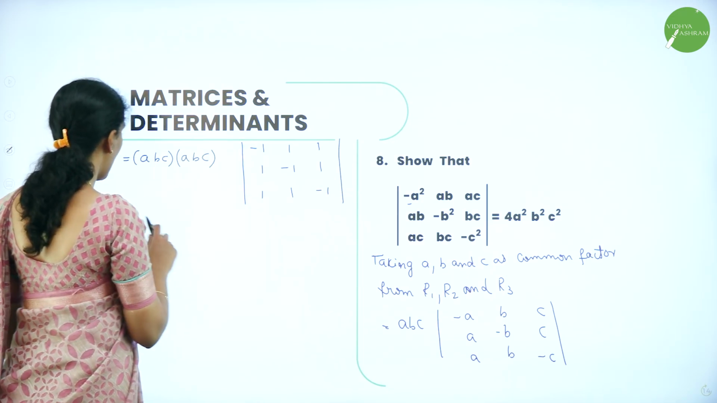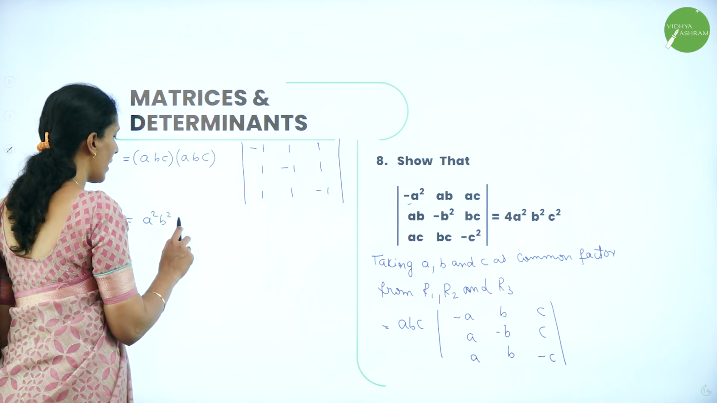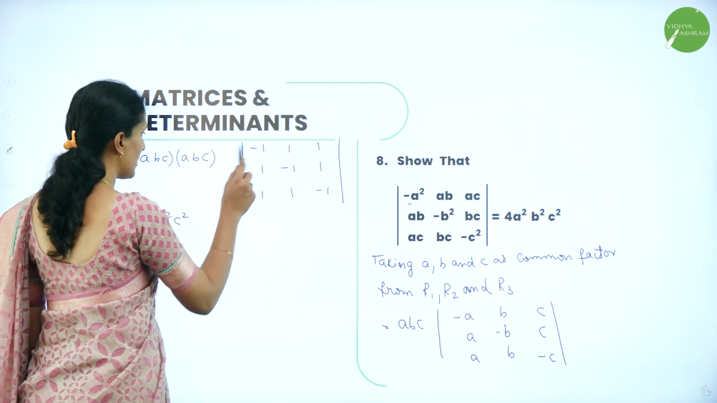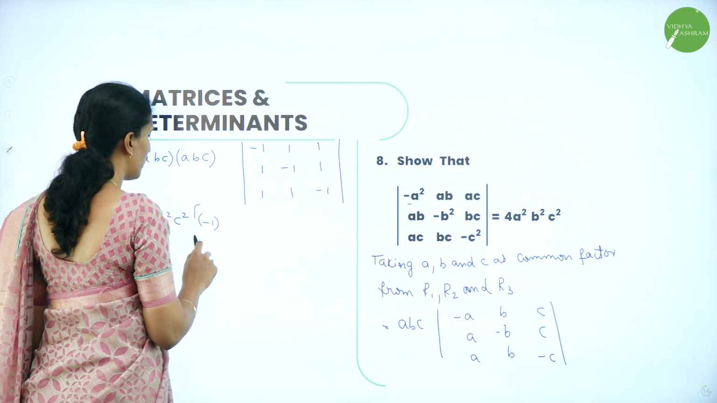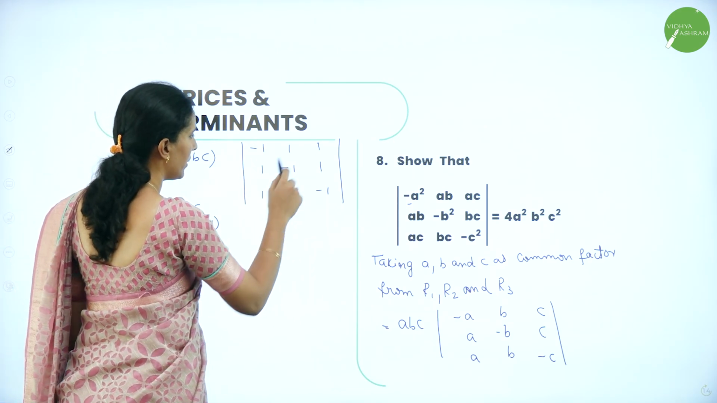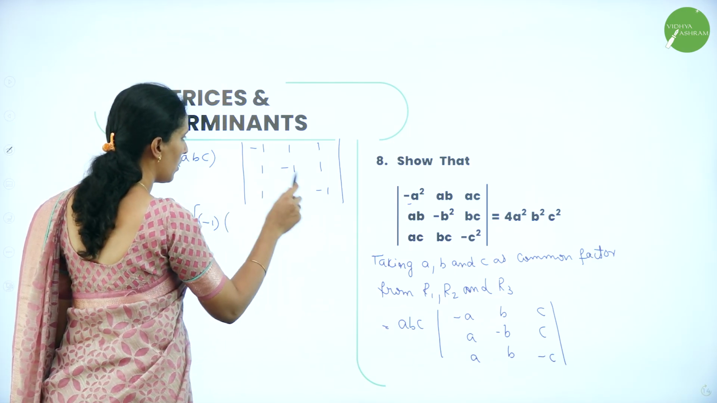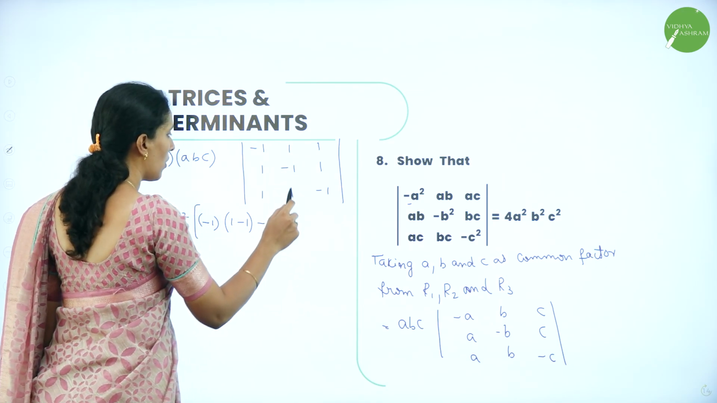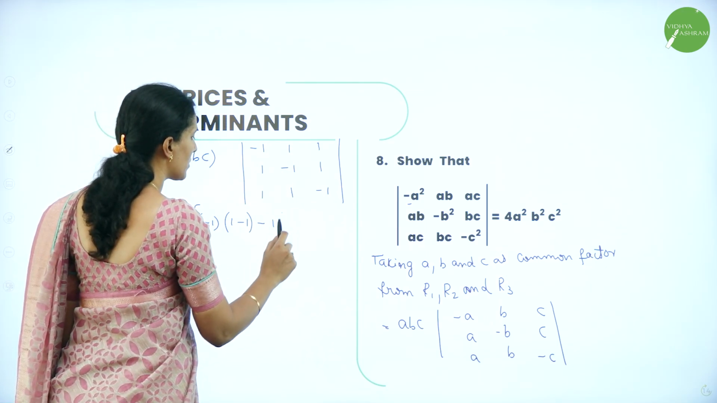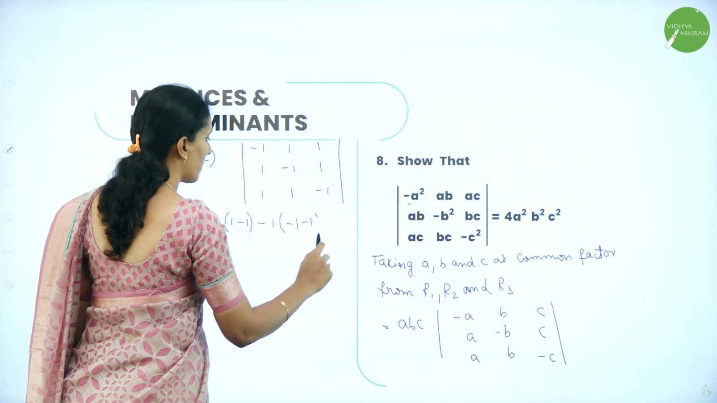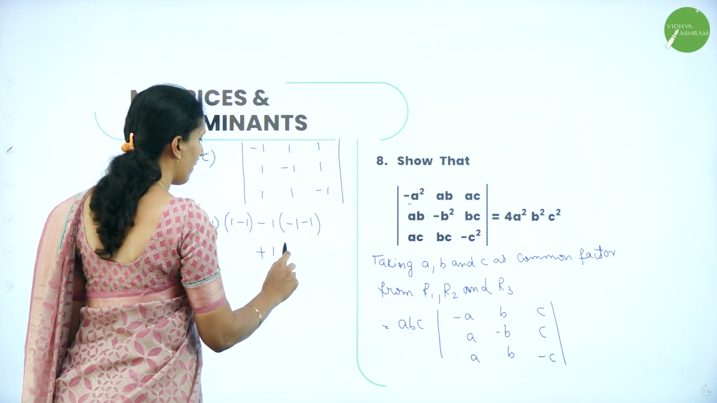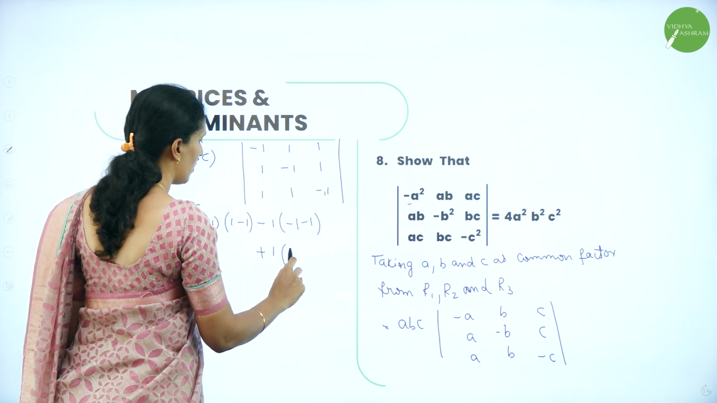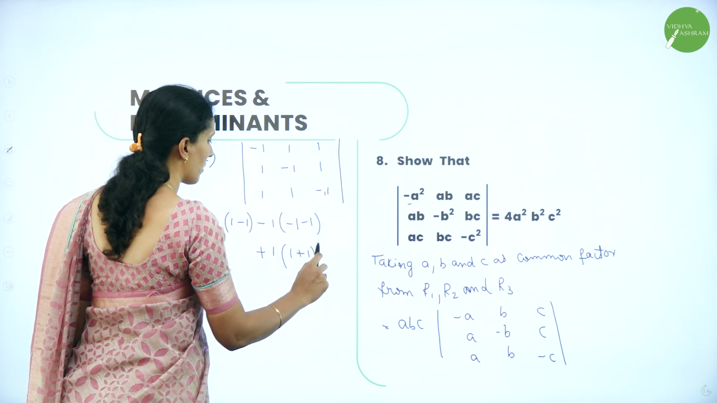So now here we have A square, B square, C square. Now let us expand the value of the determinant. So we have first minus 1 into, deleting the row and column, minus 1 into minus 1, 1, minus 1. Next we have minus 1, deleting the row and column, 1 into minus 1, minus 1, minus 1. Next plus 1 we have, deleting the column and row, 1, 1, 1, minus of minus 1. 1 minus of minus 1 becomes plus 1.